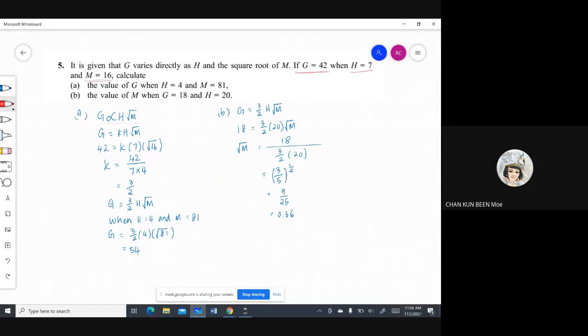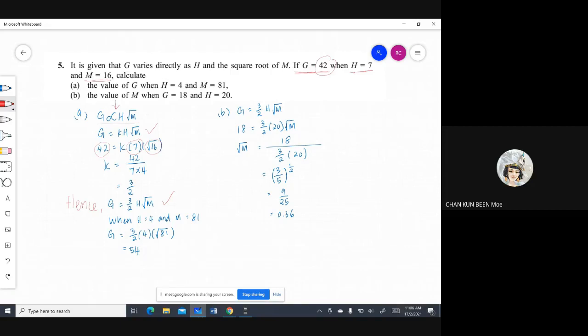So you have to change it into equation form first, becomes G equal to KH square root of M. After that, you substitute all the values: G is 42, H is 7, and M is the square root of 16. Okay, solve everything. So K is equal to 42 over 7 times 4, you get 3 over 2. Therefore, you write down, hence G is equal to 3 over 2 times H times square root of M. Make sure you have it.